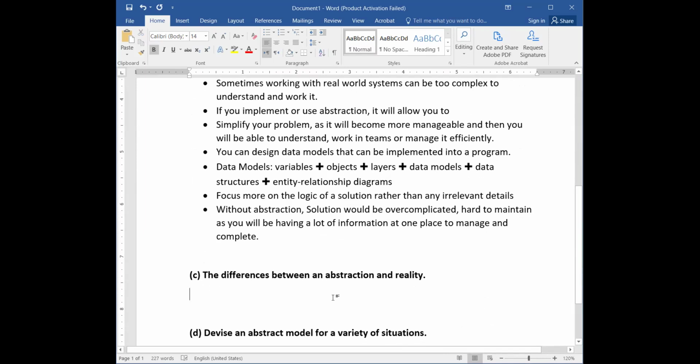Then when I move on to the third point, which is basically the difference between abstraction and reality. Now, do you have any idea regarding this abstraction and reality? Okay, so abstraction removes details to focus on essentials, and reality contains all the details, even if they are irrelevant.